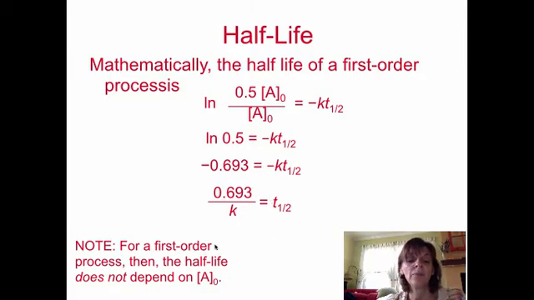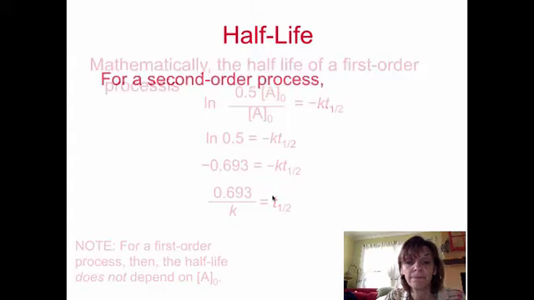So an interesting point of this is that a first order process does not depend on the original concentration. It always decreases at a regular rate. That's why something that's decreasing 50% every reaction cycle is a first order reaction, like the one we saw with the Skittles.